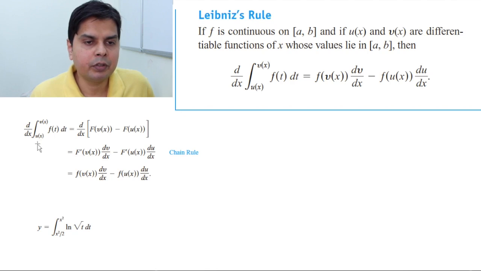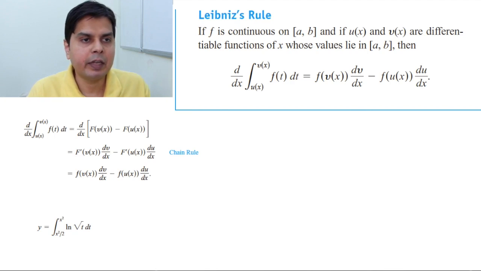This theorem also is simple. I have to find d by dx of the integral from u(x) to v(x) of f(t) dt. When I integrate, this will come out as F of v(x) minus F of u(x). Now apply the chain rule: this becomes F prime v(x) into dv by dx minus F prime u(x) into du by dx. So F prime v(x) will be f of v(x) into dv by dx, minus f of u(x) into du by dx.